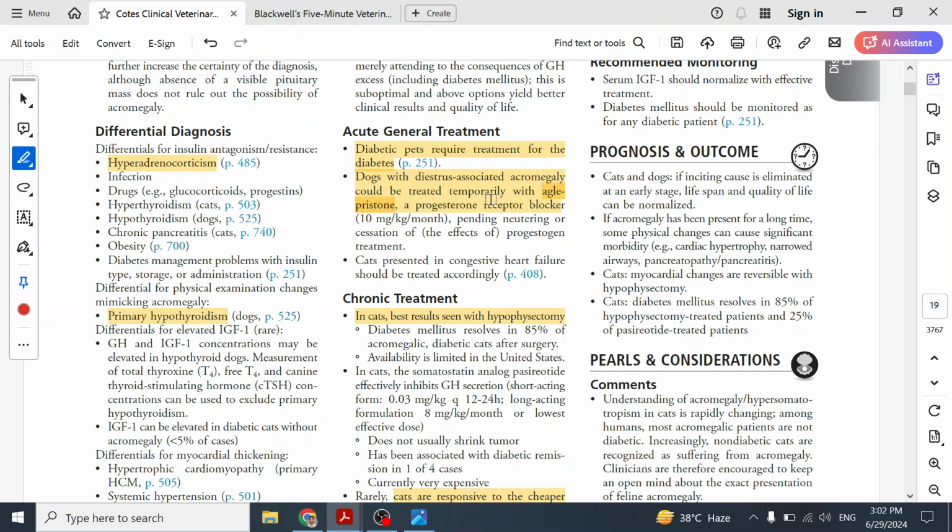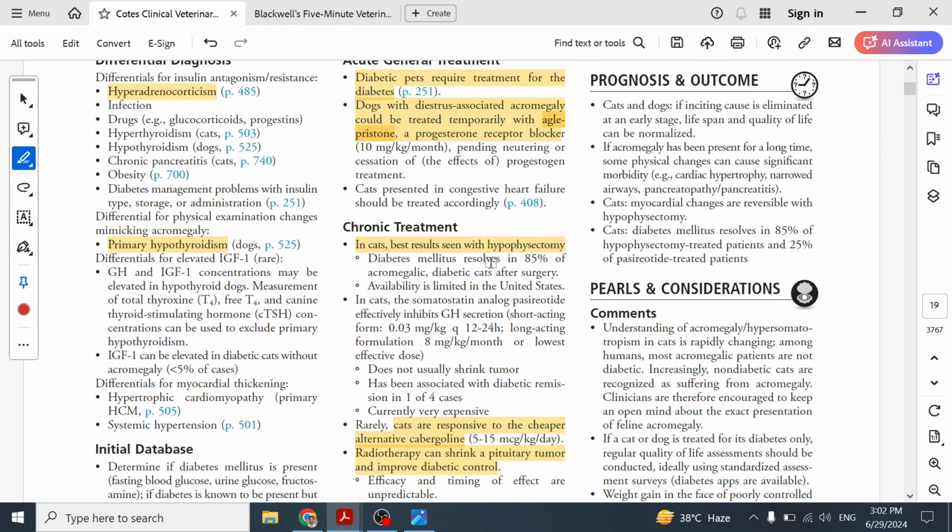So the next thing is chronic treatment. If we go for chronic treatment, the best results are seen with hypophysectomy. If there is a high level of acromegaly or a chronic stage of acromegaly, then we go for surgery and we remove the tumor from the pituitary gland, which is hypophysectomy.